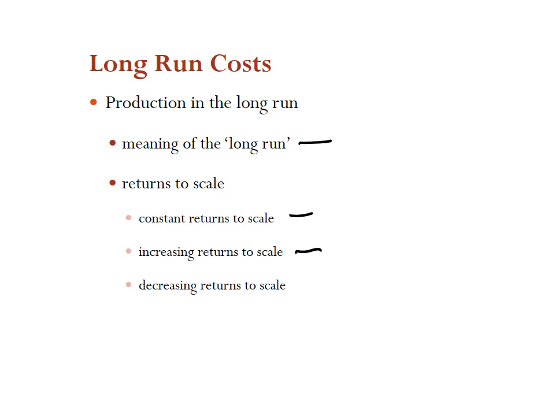Decreasing returns to scale: you're getting less than you put in. Maybe you put in 10 units of study and you get only 5 credits, for instance. So you're getting less than you put in. What you actually want is increasing returns to scale. That's the good stuff we want.